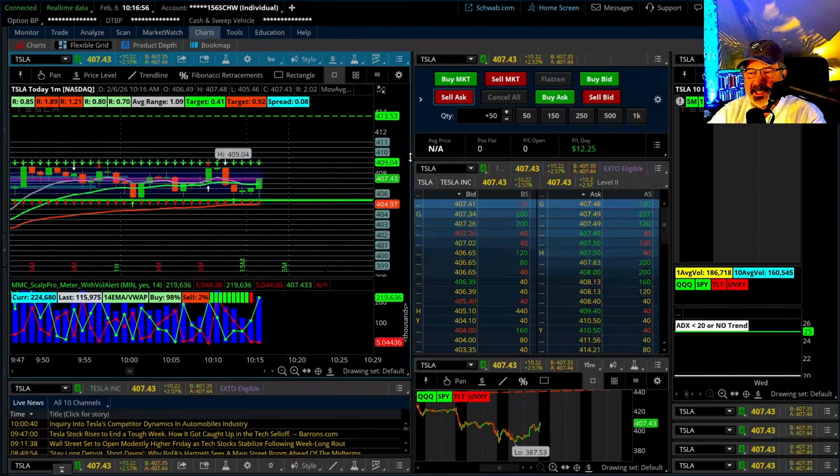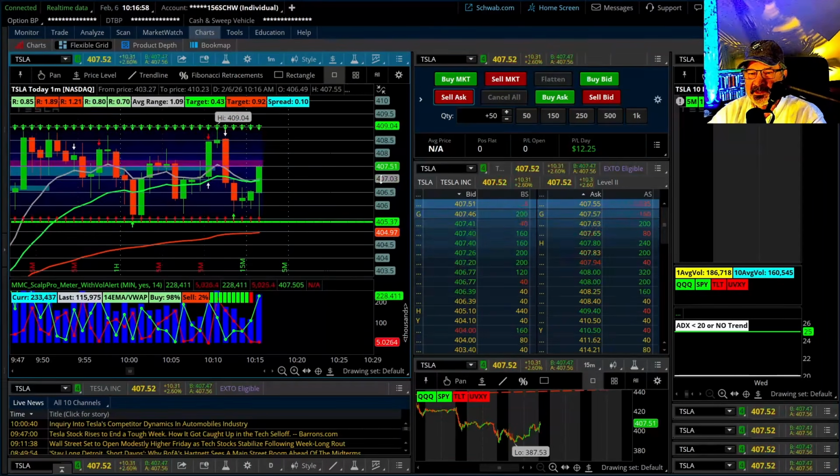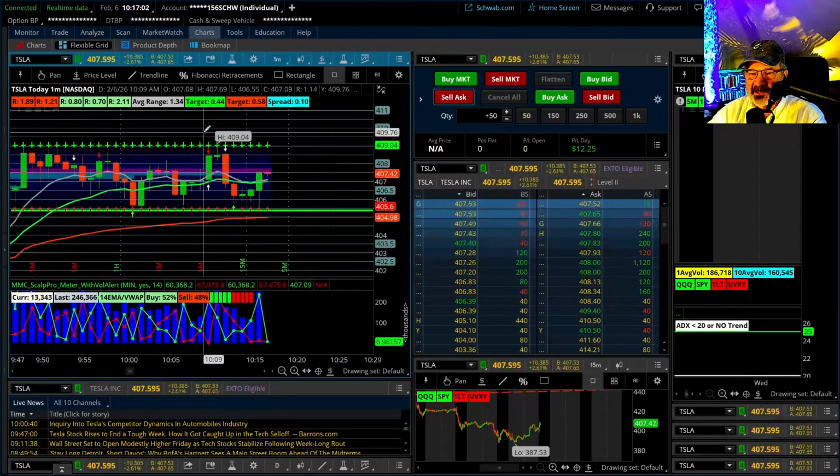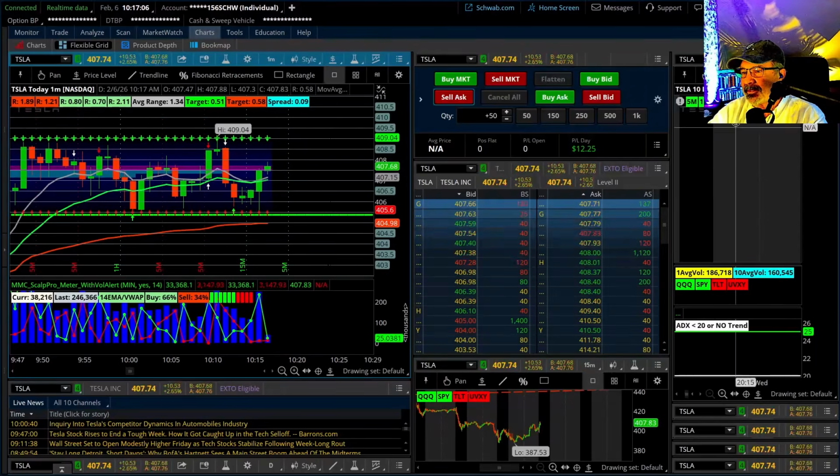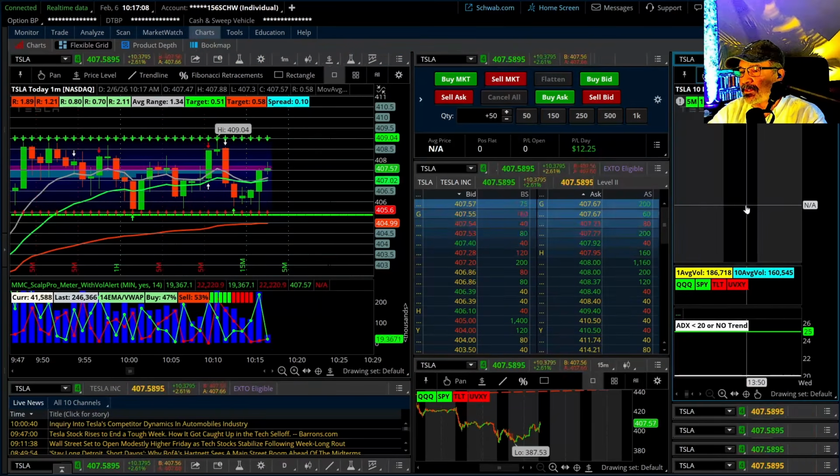Oh man, look at how it respected that ATR, guys. So this is just calling to be traded here. Its high is at 409. The ATR is at 405. It was supposed to be bearish.